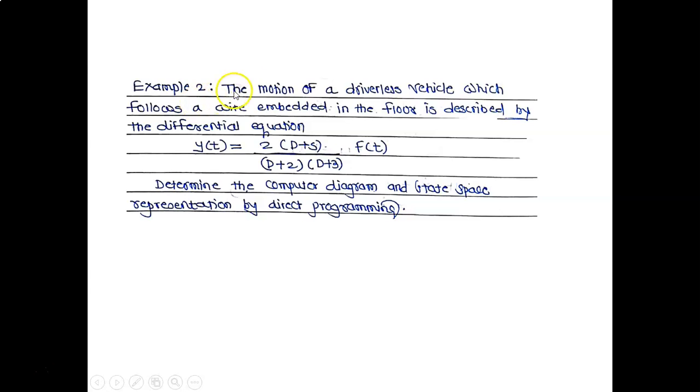Now example 2. The motion of a driverless vehicle which follows a wire embedded in the floor is described by the differential equation y(t) is equal to 2 into (D plus 5) divided by (D plus 2) into (D plus 3) into f(t). Determine the computer diagram and state space representation by direct programming.